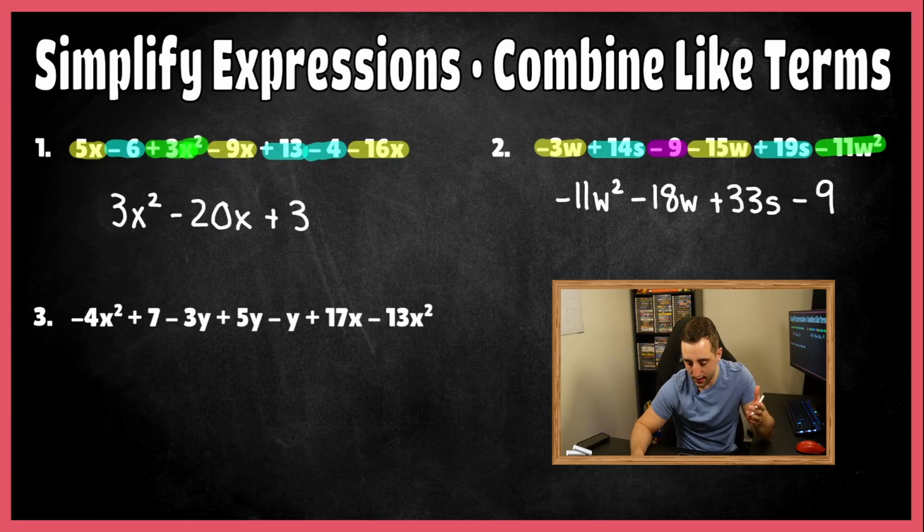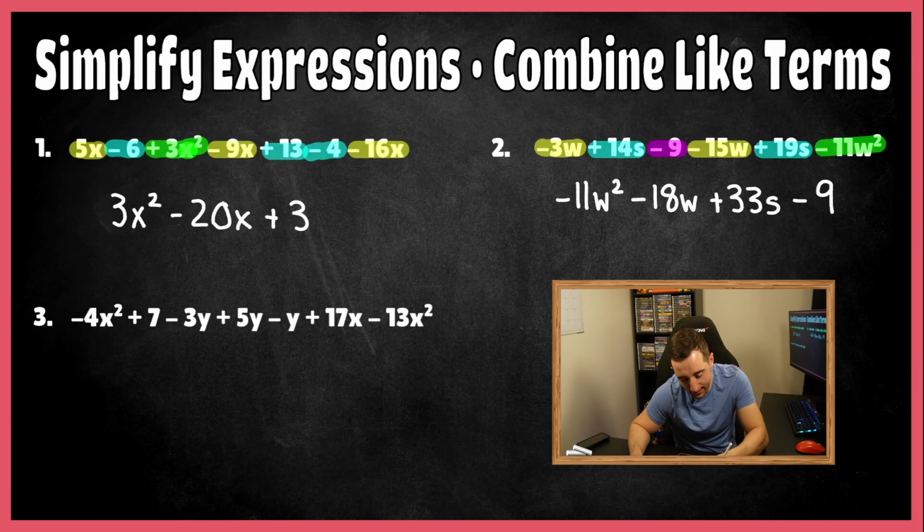You can't combine anything together because there's no longer any like terms. We have w squared, we have w, which are not like terms because one's the second power, one's the first. We have an s, and then we just have a constant of negative 9. So that's our final simplified expression for number 2. And now let's go into number 3 before I give you 3 to try out on your own.